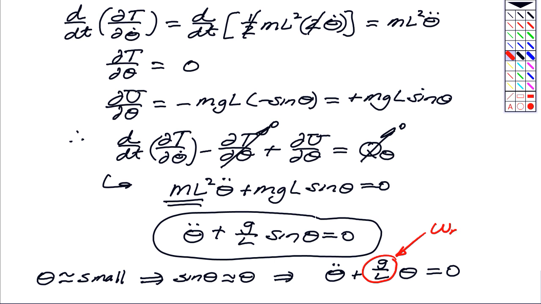And later on we'll see in the course that we can recognize this g over L as being the square of the natural frequency. In other words, the natural frequency in this case would correspond to small oscillations, and that would be the frequency at which it would freely swing given a set of initial conditions. We'll get into that later on in the course.